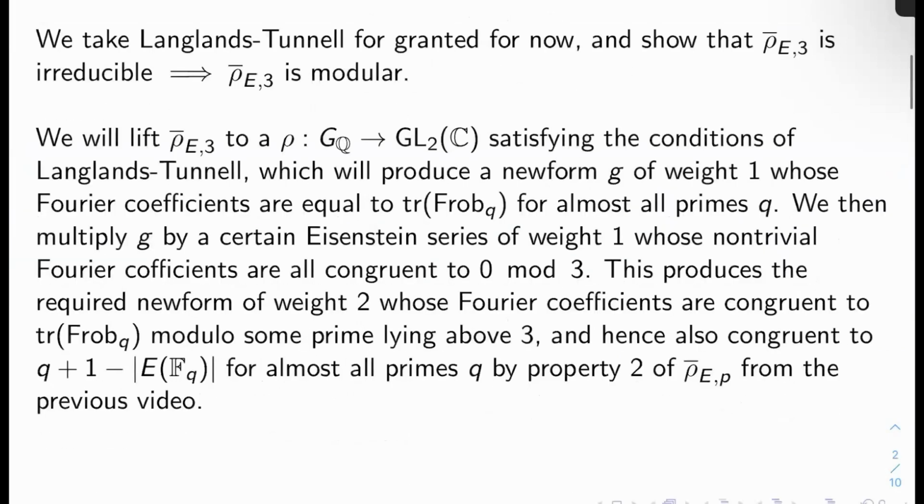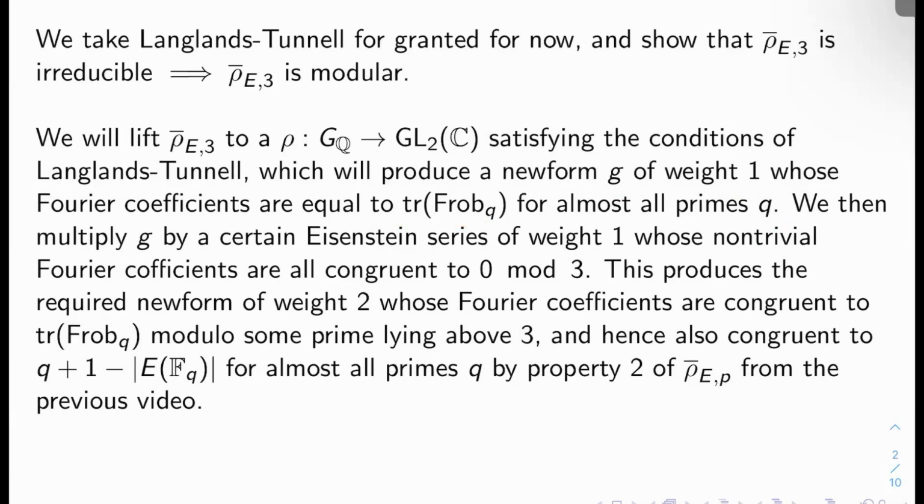We're going to take Langlands-Tunnell for granted, and we're going to show that rho bar E3 is irreducible implies rho bar E3 is modular. So the strategy is we're going to end up lifting rho bar E3 to a representation that we will call rho from GQ to GL2 of C. So it'll be a two-dimensional complex representation. This representation will satisfy the conditions of Langlands-Tunnell. And so by Langlands-Tunnell, we'll end up with a newform g of weight 1, whose Fourier coefficients equal the trace of Frobenius at Q for almost all primes Q. So see the last video.